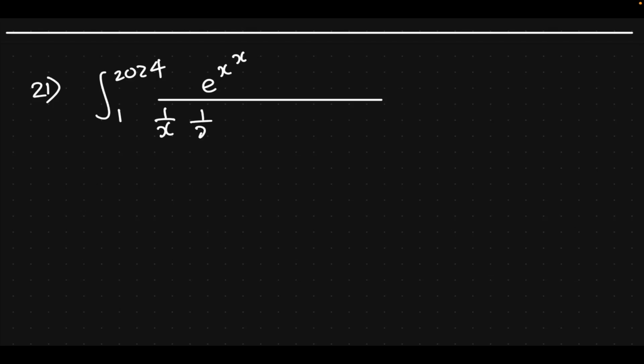is the integral from 1 to 2024 of e to the x, divided by 1 over x, 1 over x, 2 over x, 3 over x, 5 over x, 8 over x, and so on, dx.